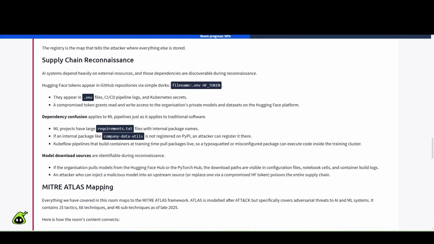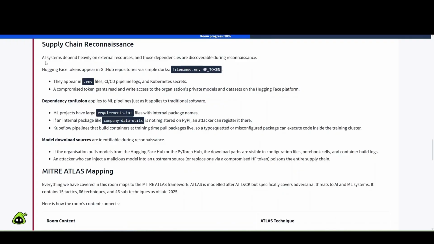So next up is supply chain reconnaissance. AI systems depend heavily on external resources, and those dependencies are discoverable during reconnaissance. Hugging Face tokens appear in GitHub repositories via simple dorks, such as filename:.env hf_token. They appear in .env files, CI/CD pipeline logs, and Kubernetes secrets. A compromised token grants read and write access to the organization's private models and datasets on the Hugging Face platform.